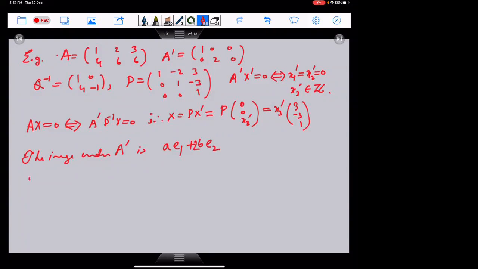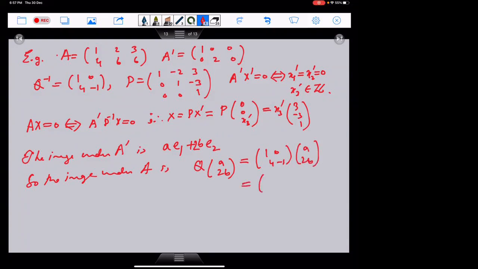So the image under A is Q times A to B. Right? Same thing I'm writing like this. That is [1, 0, 4, -1] to be multiplied to A to B. And which is same thing as A, 4, A minus 2B. Or it is same thing as A times [1, 4] plus B times [1, -2], a combination of the columns of Q.